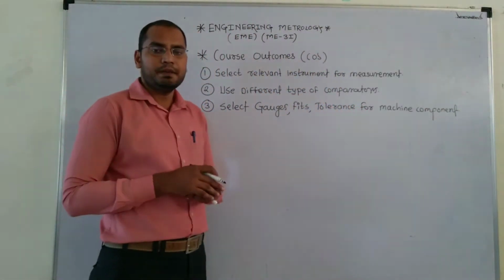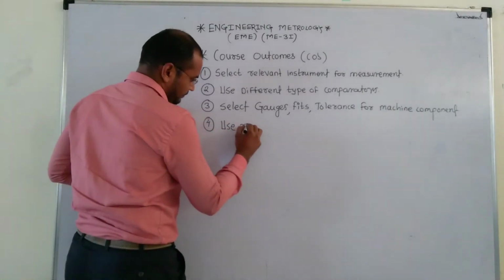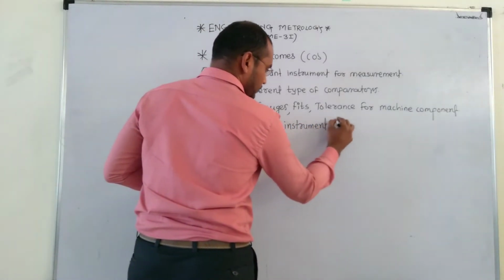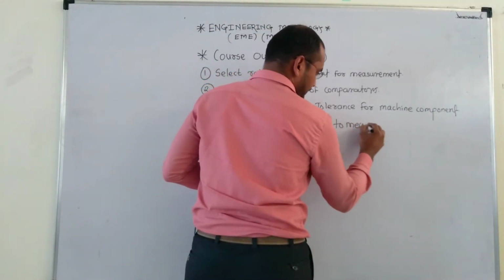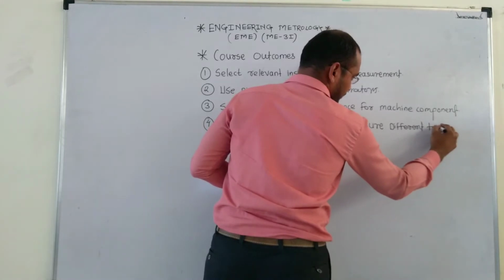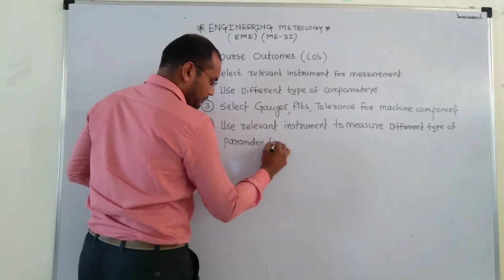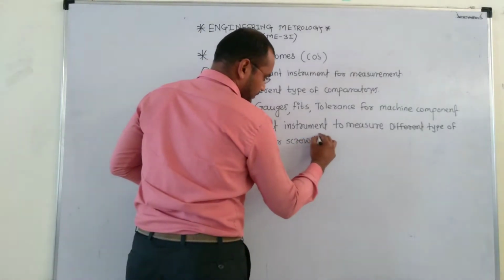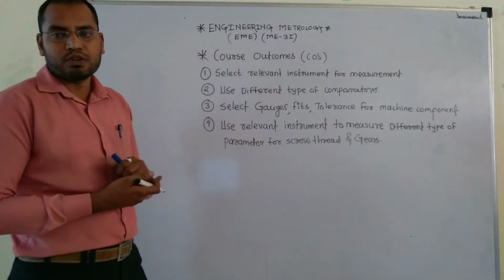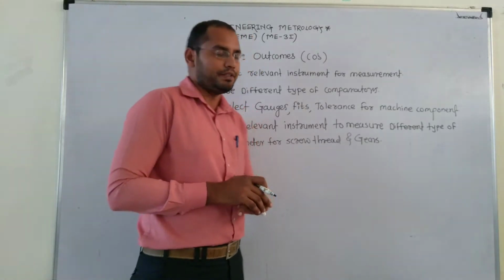The next course outcome for engineering metrology is use relevant instrument to measure different types of parameters for screw thread and gears. The fourth course outcome is use relevant instrument to measure different types of parameters for screw thread and gears.